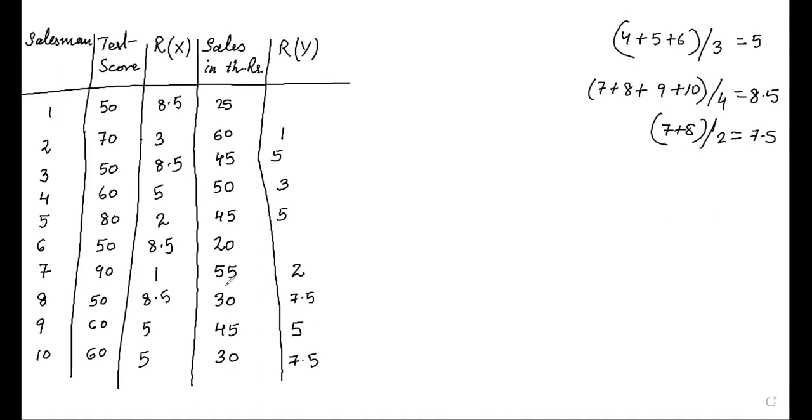And then 7, 8 is done. So before 30, it is 25. So 25 has got the rank 9. Then 20 has got the rank 10. So ranking has been done. We need to proceed. Rank has been done.